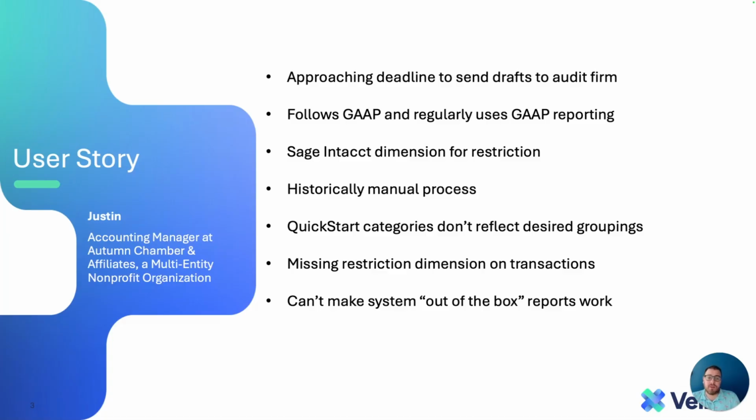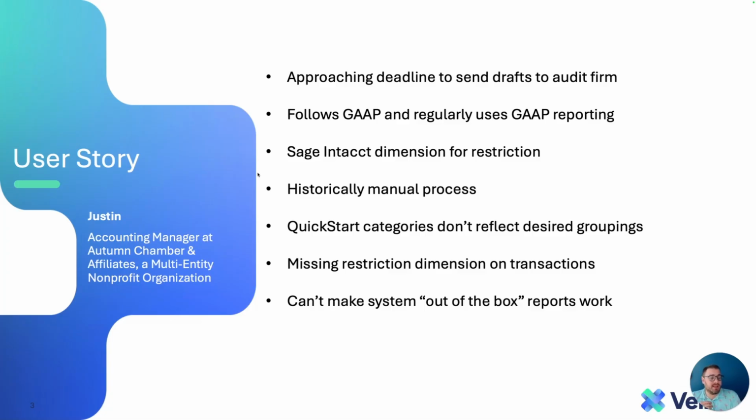He quickly figured out that the quick start categories, while they're helpful to make sure that all the accounts are assigned to something, don't necessarily reflect the desired way that his organization wants to group information. Perhaps a little bit more troubling, Justin is noticing that people on his team are forgetting to tag the restriction dimension on transactions, and this is resulting in, of course, the dimension being left blank, and some of his reports are not balancing.